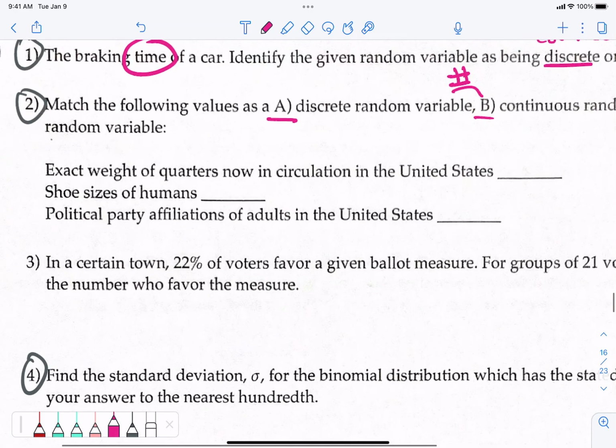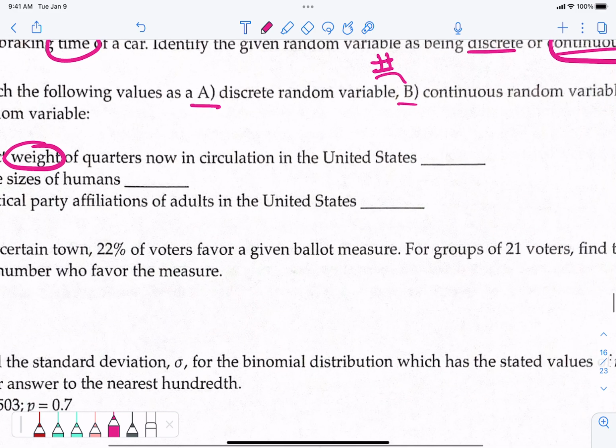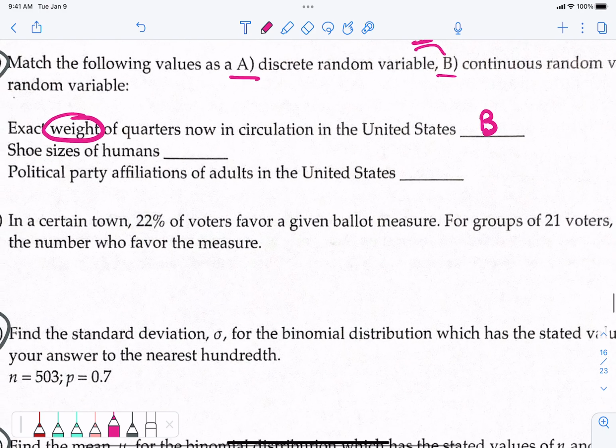So, the exact weight of quarters. I'm going to circle the word weight, because that's what we're talking about. Is weight discrete or continuous? Continuous, because you could be 5 pounds or 5.3 pounds or 5.37426 pounds, whatever, right? So that is B, continuous.